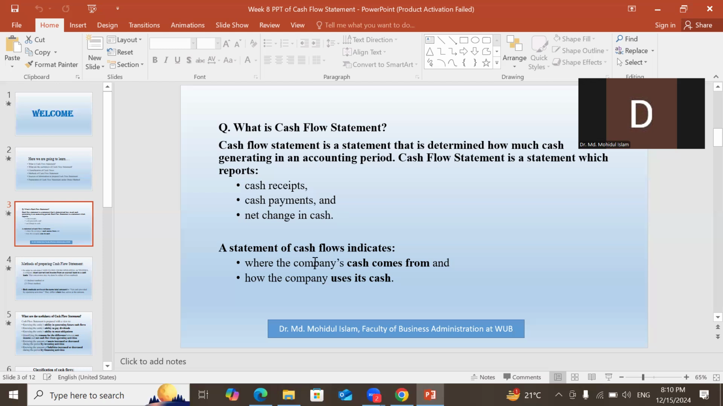A statement of cash flow indicates where the company's cash comes from and how the company uses its cash: from where the cash comes in, and for what purposes we are ready to pay or have already paid. Okay, the payment section or the receipt section. This is the basic concept of the cash flow statement.